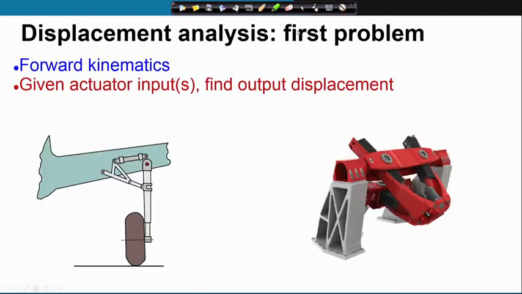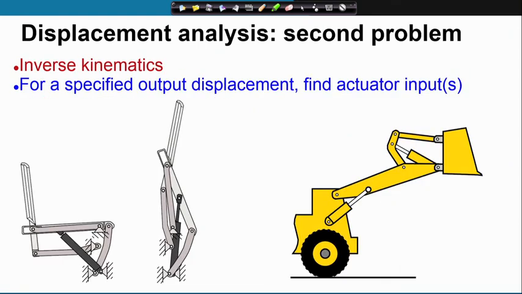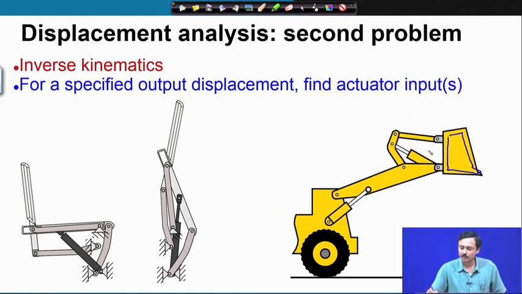So, we have these forward and inverse kinematics problems. Forward kinematics states that given the actuator inputs, find the output displacement, and just the reverse is the inverse kinematics problem, which is the second problem of displacement analysis. For a specified output displacement, find out the actuator inputs. So, if I have the bin in this configuration, what should be the throw of these actuators? That is the inverse kinematics problem.